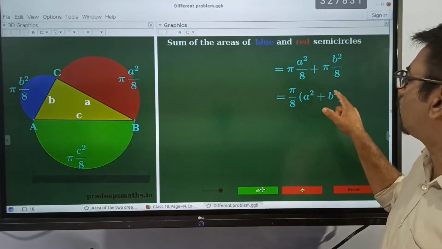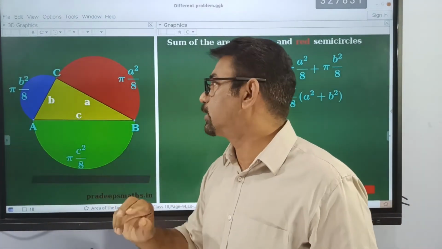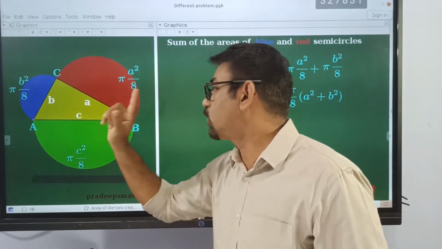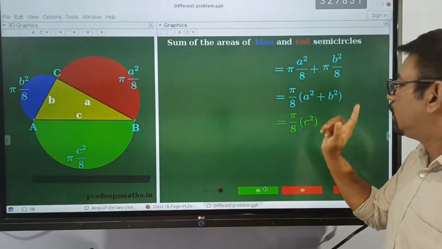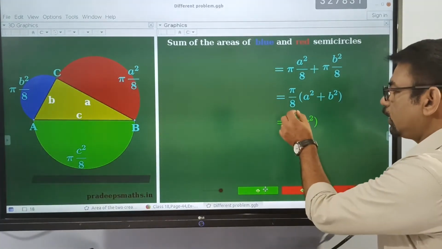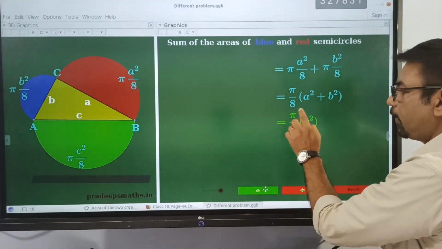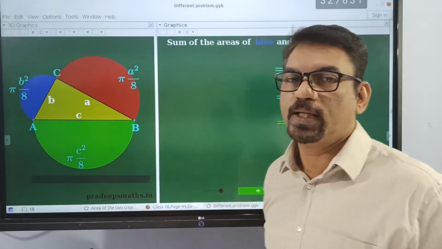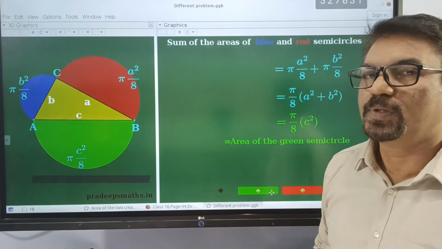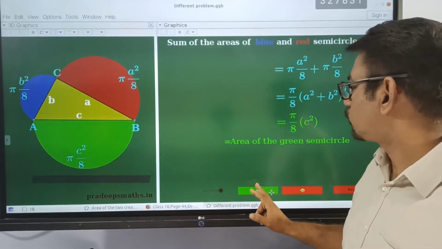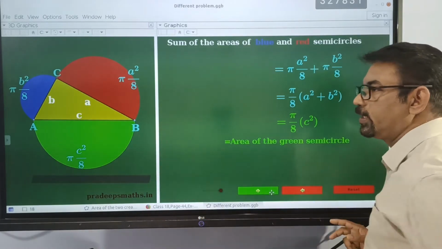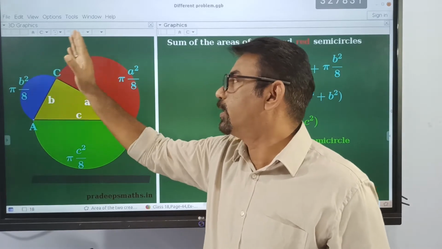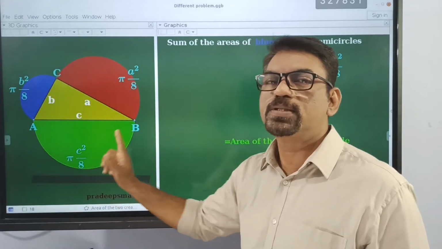Therefore, what we know is that in this right angle triangle, what would be the sum of the squares of these two sides of the hypotenuse? A square plus b square is equal to c square, that we know. Therefore, substituting c square in the place of a square plus b square, we would get the sum of these two areas is equal to pi by 8 into c square. That is, pi by 8 into c square is the sum of these two areas. Okay, this is the first stage of our proof. That is the area of the green semicircle. So what we have proved here is that the sum of the areas of this blue and the red semicircles is equal to the area of this green semicircle.